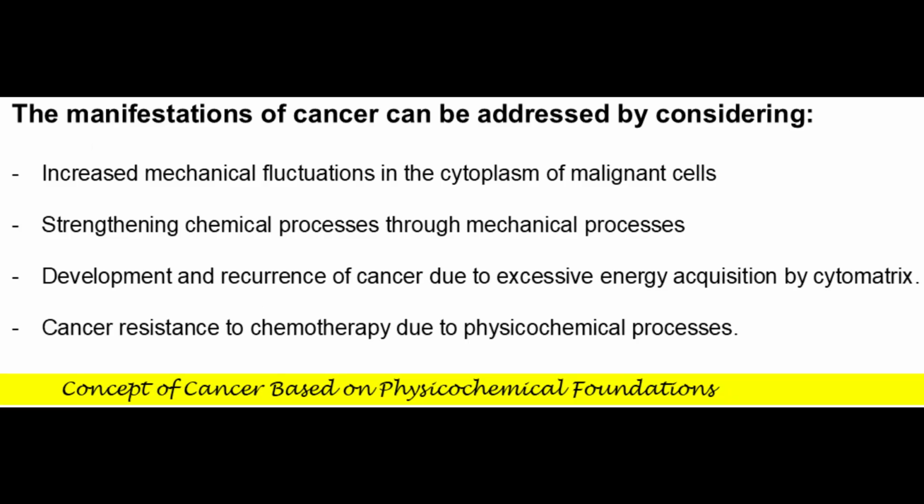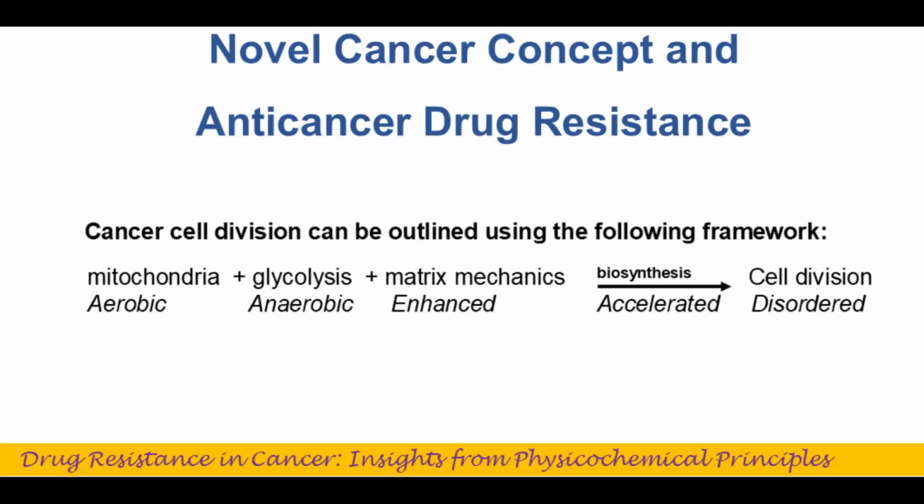The manifestations of cancer can be addressed by considering the following: increased mechanical fluctuations in the cytoplasm of malignant cells, strengthening chemical processes through mechanical processes, development and recurrence of cancer due to excessive energy acquisition by the cytomatrix, cancer resistance to chemotherapy due to physicochemical processes. The impact of drugs on cancer, insights from cytomatrix activity.